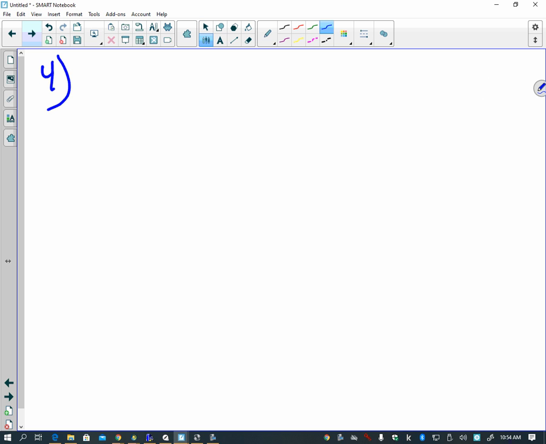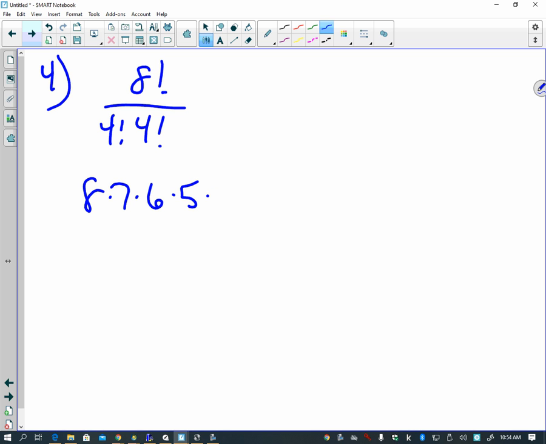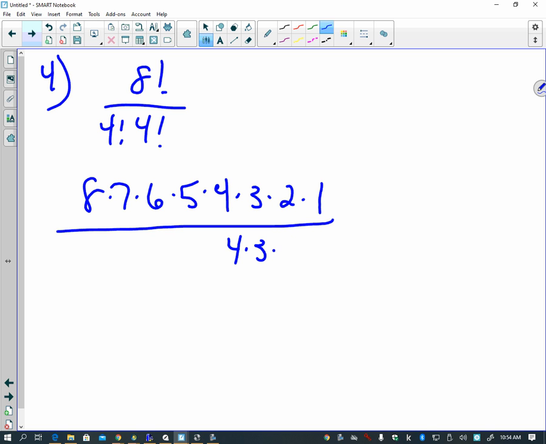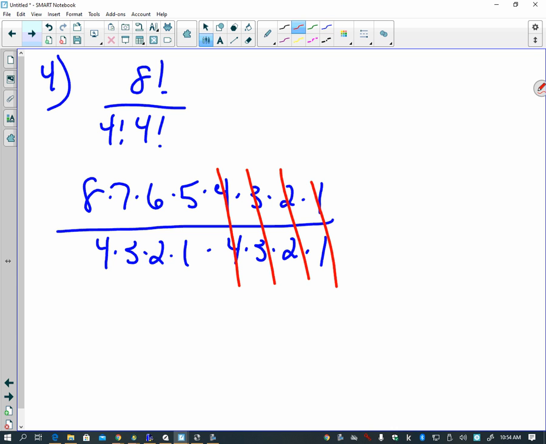4, evaluate 8 factorial over 4 factorial times 4 factorial. It says don't use a graphing calculator. So this is 8 times 7 times 6 times 5 times 4 times 3 times 2 times 1 over 4 times 3 times 2 times 1, times 4 times 3 times 2 times 1. We're familiar with factorials. We can cancel out all of these off the end.